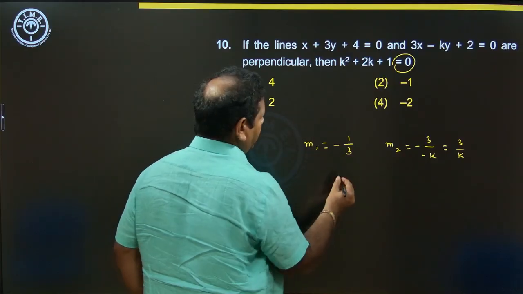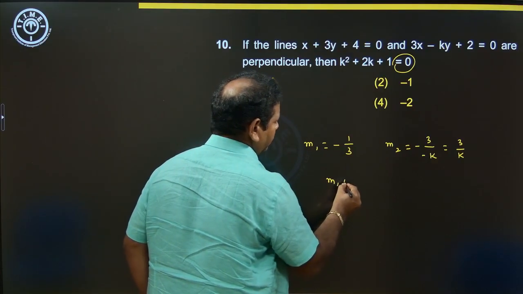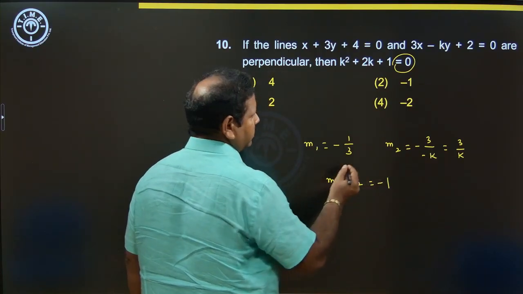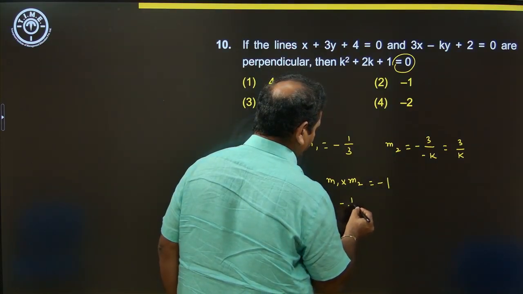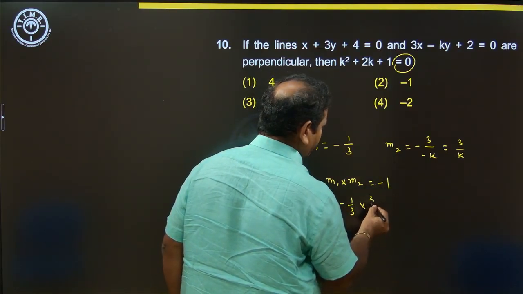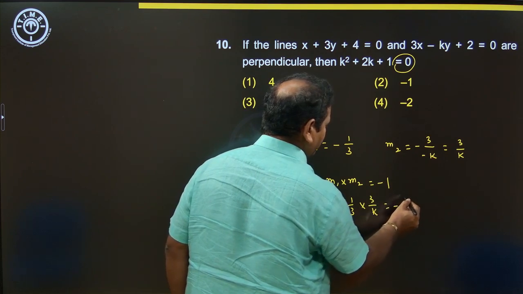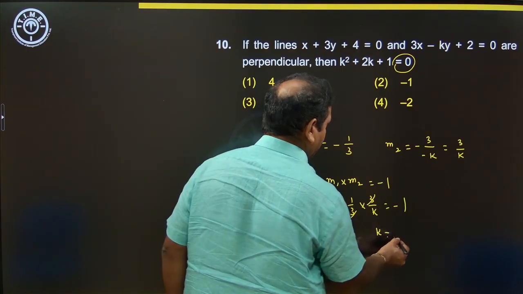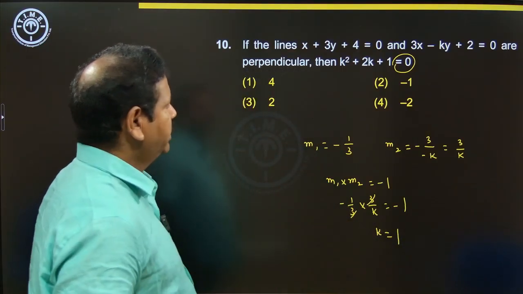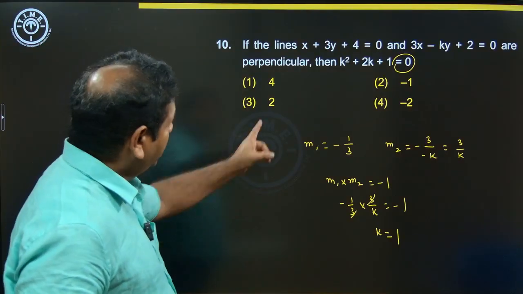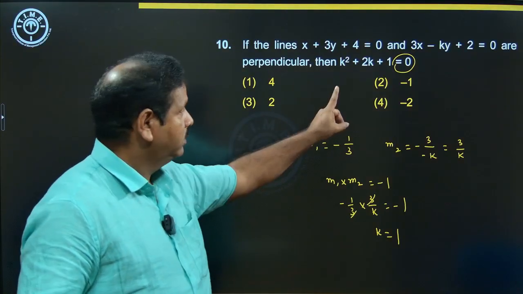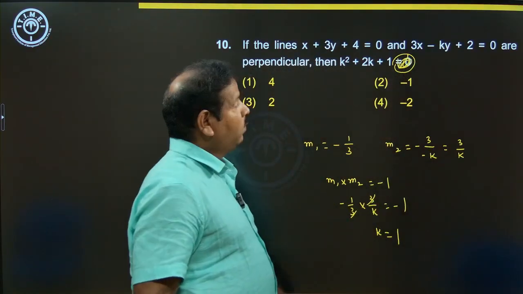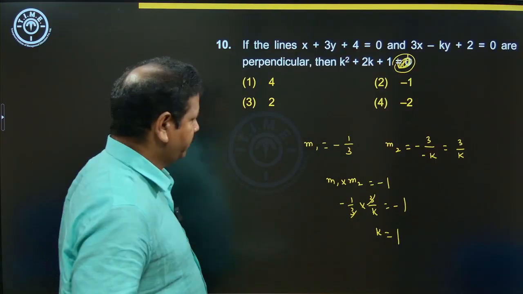These two are given as perpendicular. When two lines are perpendicular, m1 into m2 is equal to minus 1. Then m1 is minus 1 by 3, m2 is nothing but 3 by k, equal to minus 1. 3, 3 cancel. Minus, minus also cancel. k is equal to 1, or not? Yes, k is equal to 1. Then what is the value of k square plus 2k plus 1? That is not equal to 0. Just forget about this. What is the value of k square plus 2k plus 1?